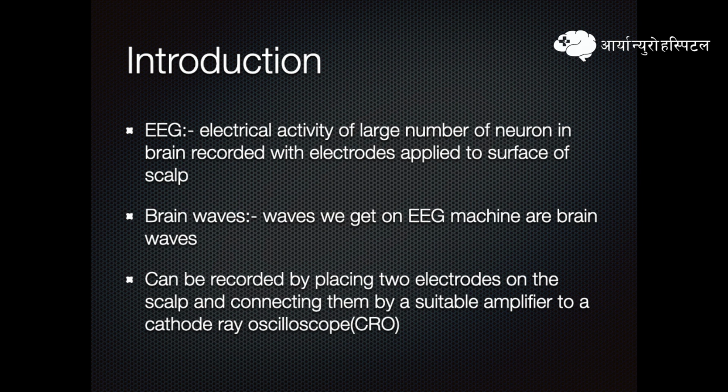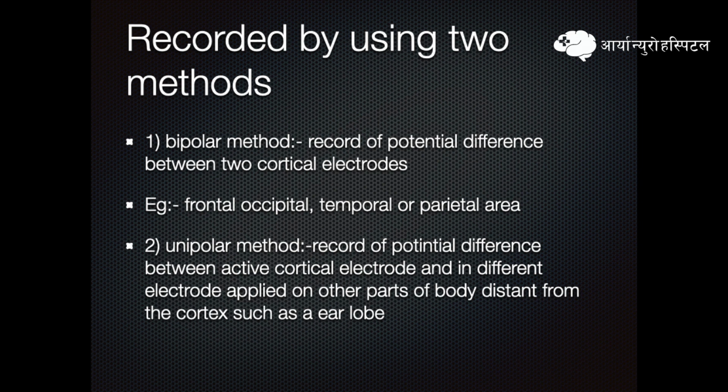Introduction. EEG is the recording of the electrical activity of a large number of neurons in the brain, recorded with electrodes applied to the surface of the scalp. Similarly, brain waves are the waves that we get on EEG machines. These waves are recorded by placing two electrodes on the scalp and connecting them by a suitable amplifier to a cathode ray oscilloscope. EEG waves are recorded by using two methods, one of which is the bipolar method.